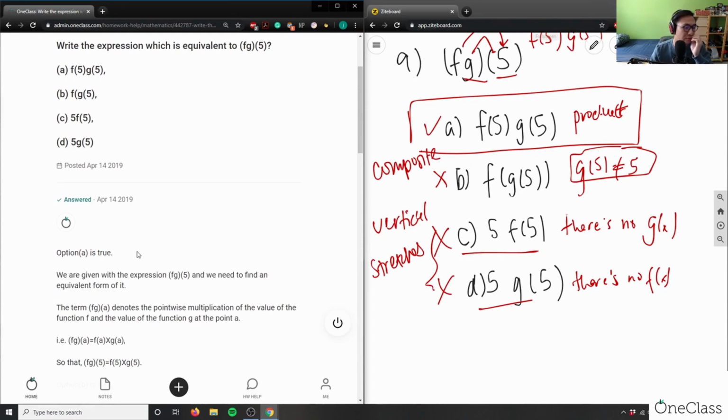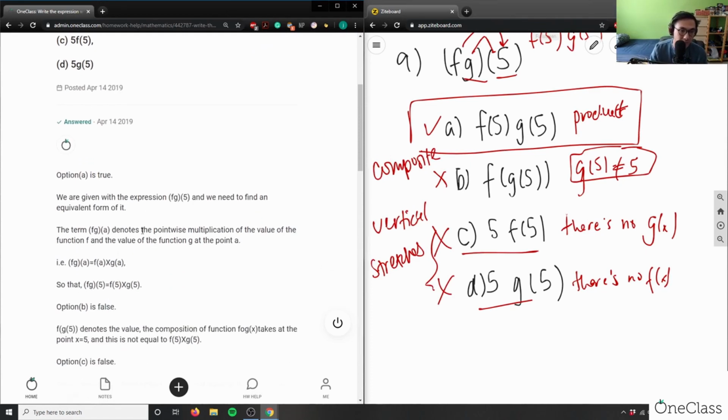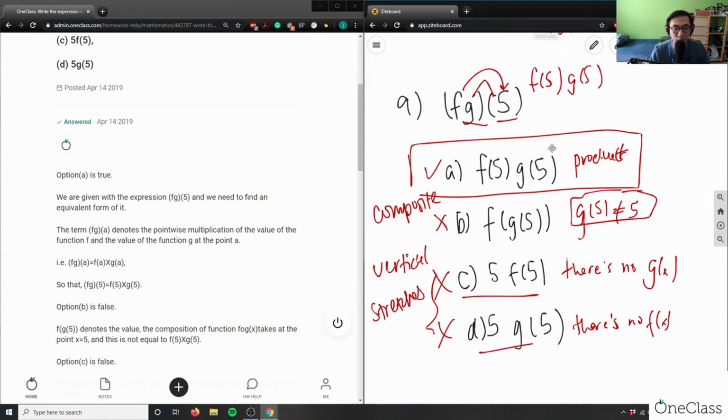We are given the expression (fg)(5), and we need to find an equivalent for it. So it denotes the pointwise multiplication of the value of the function f and the value of the function g at a, right? So this here is good. This is what I mean when we talk about the distributive property. It's not really the distributive property, but it entails the same thing, where I need to take the value of the function f at 5 times the g at 5 as well.